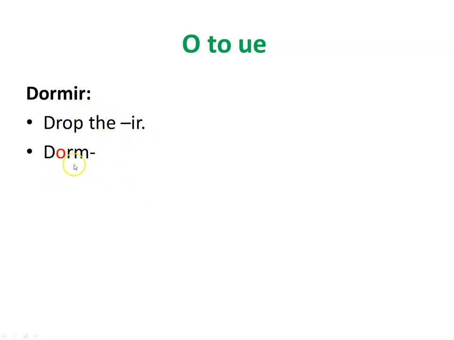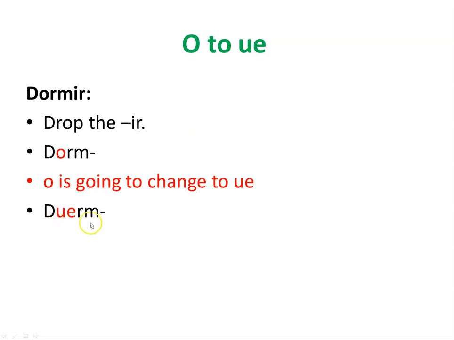The second pattern is in verbs like dormir. Okay, the first step is going to be to drop the IR from the infinitive. And then we have dorm. Luego, this O is going to change to UE. Okay, so duerm. Y luego, we are going to conjugate and we are going to add the regular endings of the verbs in the present.